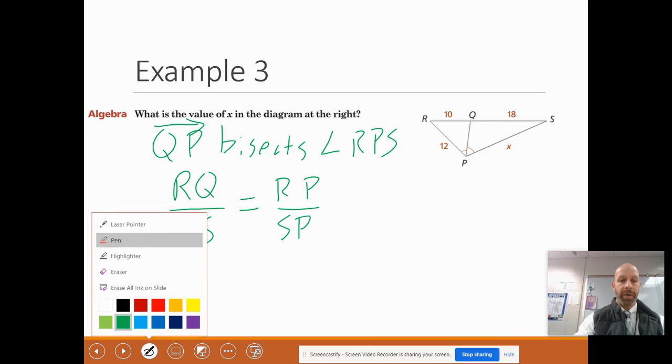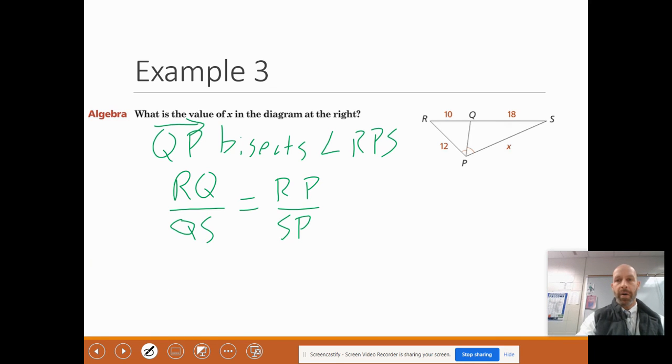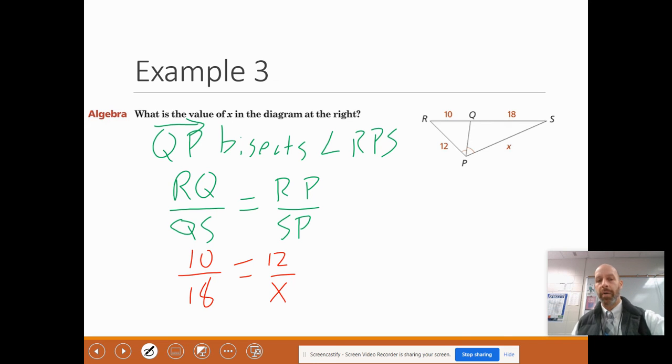Okay. Now we can just substitute in. I'll go to a different color. So RQ is 10. QS is 18. RP is 12. And SP is x.